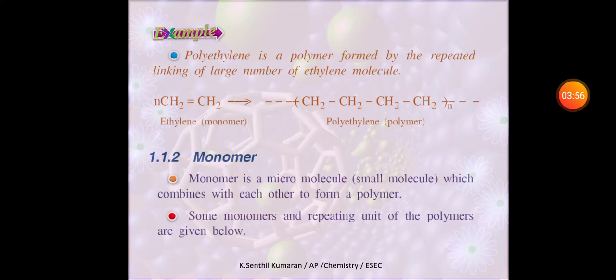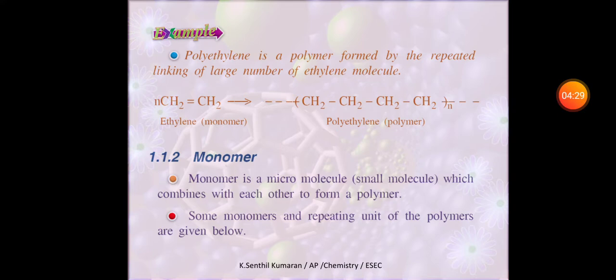So here, which is the monomeric unit? The ethylene molecule. Ethylene is the monomeric unit. Here you have to see the reaction. n number of ethylene molecules join together to form the polyethylene molecule, that is the polymer. Polyethylene is a polymer formed by the repeated linking of a large number of ethylene molecules. This reaction is called the polymerization reaction.